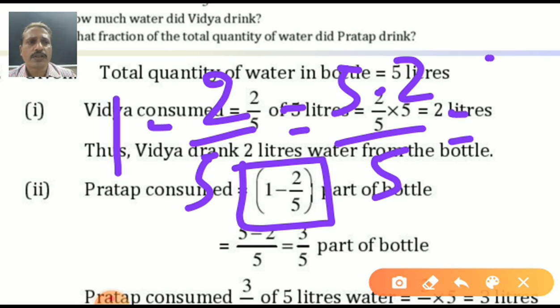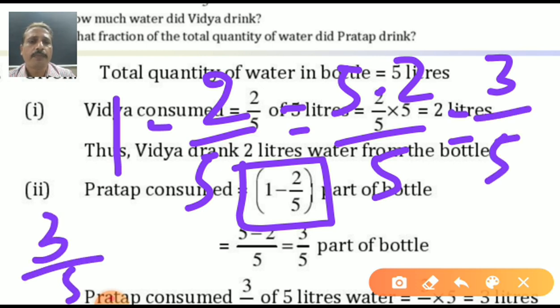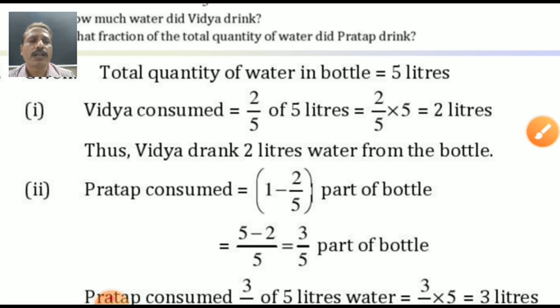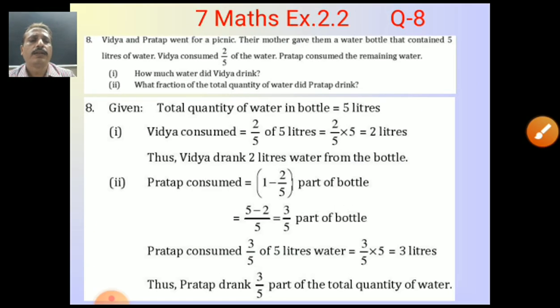What about this 3/5 part? Yes, 3/5 means it's a part. How much is the total? 5 liters. So 5 cuts. There is 3 liters of water consumed by Pratap. Is it? Very good.